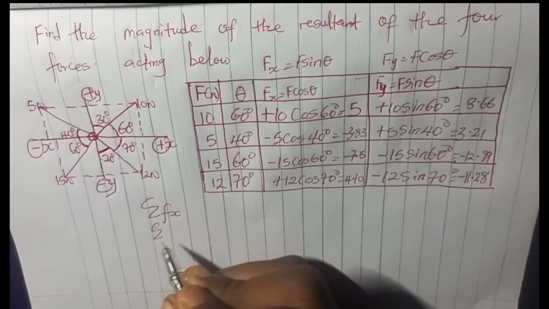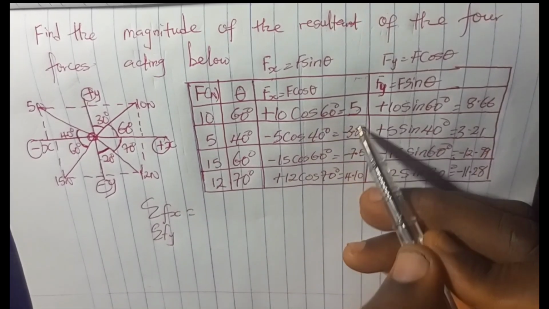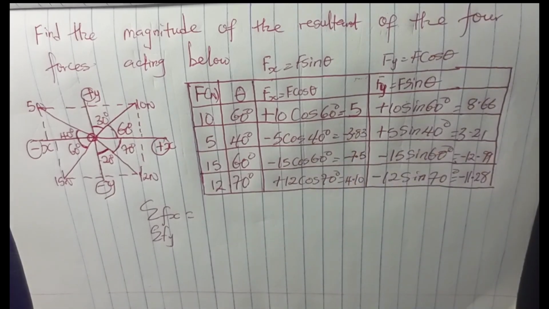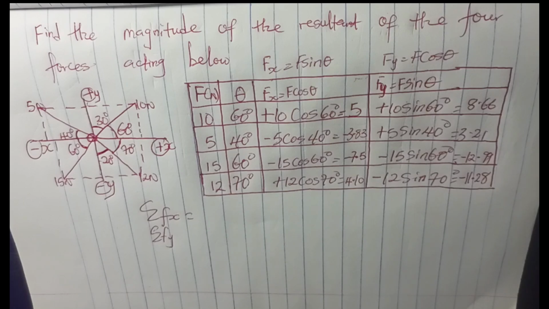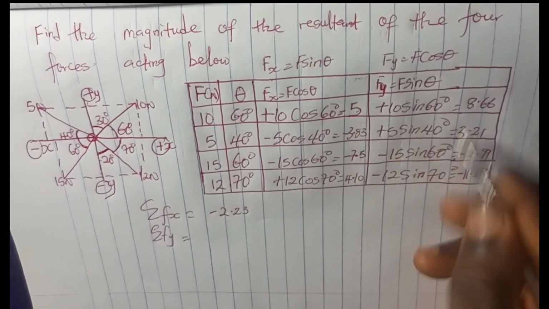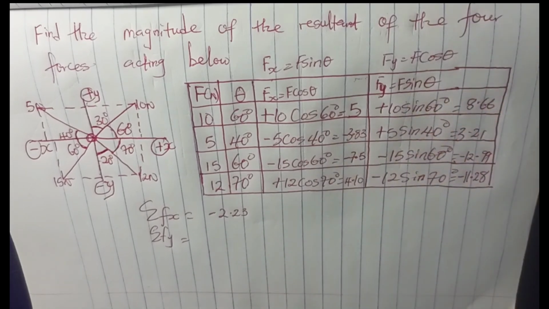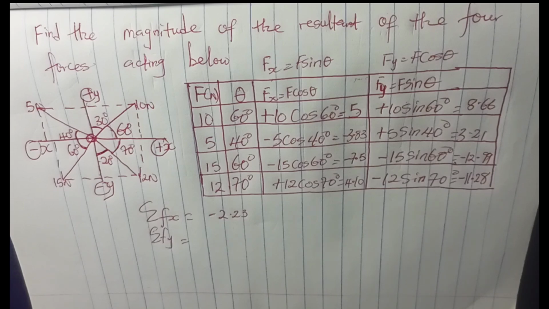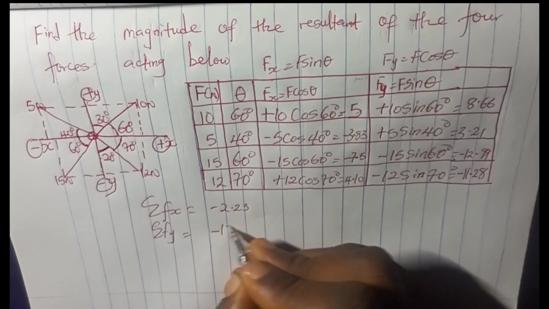The vertical component. Sum of the horizontal component, so I have to add all this in. 5 minus 3.83, then minus 7.5, therefore plus 4.10. So I'm getting minus 2.23. Then the vertical component, that is 8.66 plus 3.21 plus minus 12.99 minus 11.28, which is giving me minus 12.4.